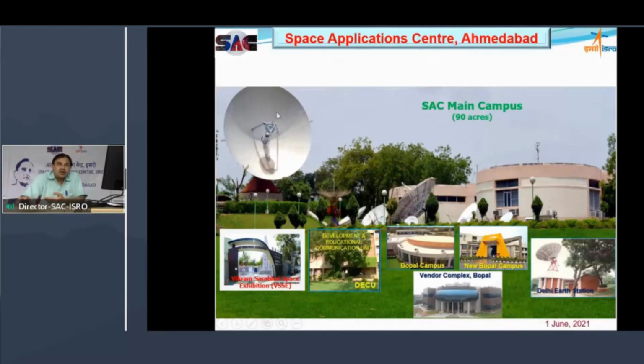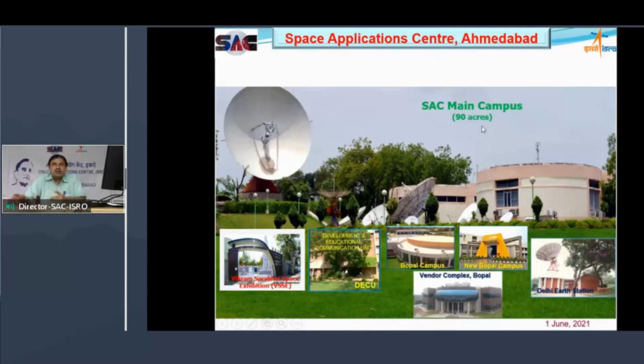So right now we are not using this antenna or this setup, but still we have kept it as a heritage village. So whenever you get a chance to visit Ahmedabad and Space Application Center, please do come and we'll show you this antenna. It is a 14-meter diameter antenna, and this is our main campus, which is almost 90 acres.